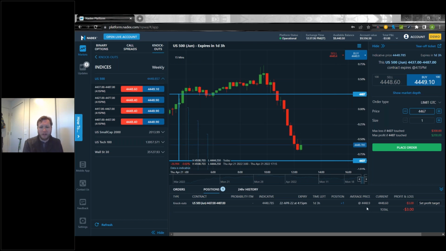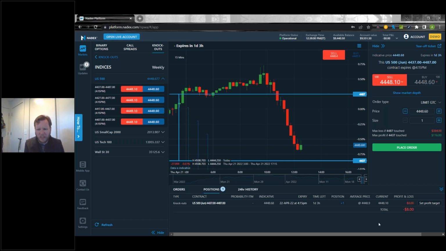And as we can see here, the other very important thing to know with knockouts specifically, and actually generally with all Nadex contracts, is that if you enter into a contract on the buy side, what you're going to sell the contract at to exit is the sell side price. And same thing if you enter into a contract on the sell side, when you exit, you want to be looking at that buy side price.